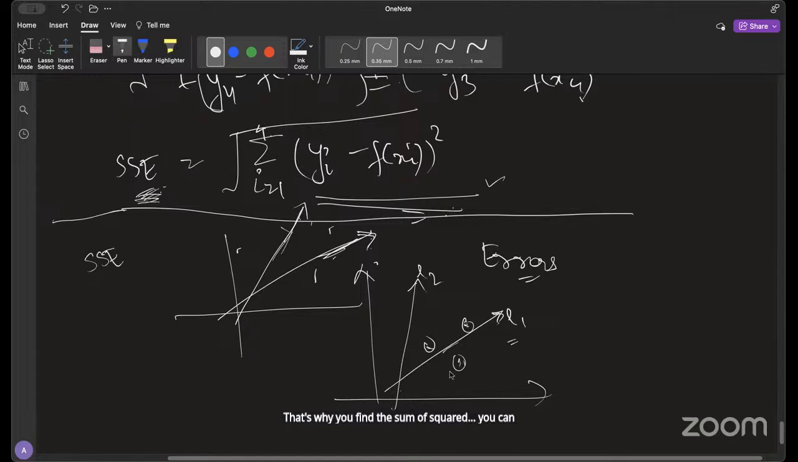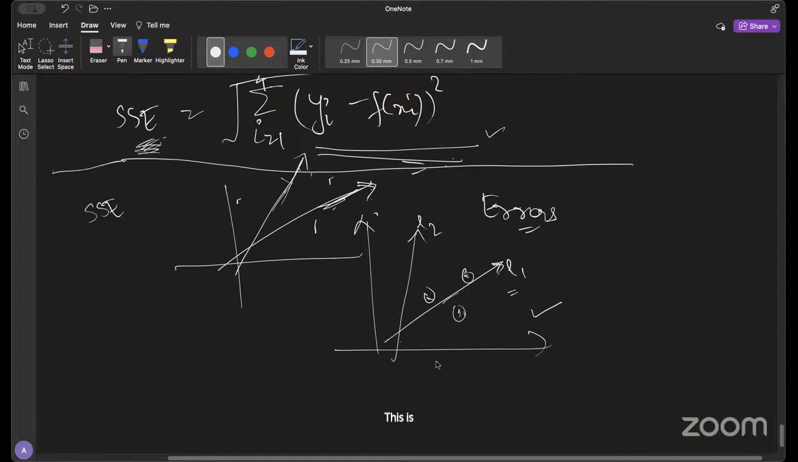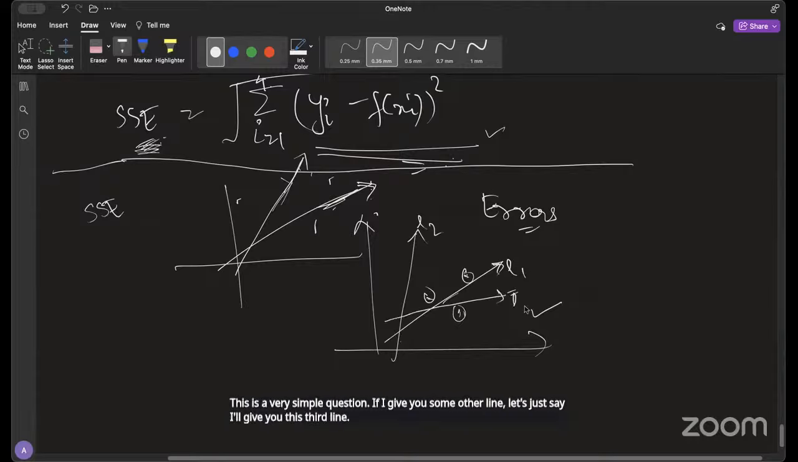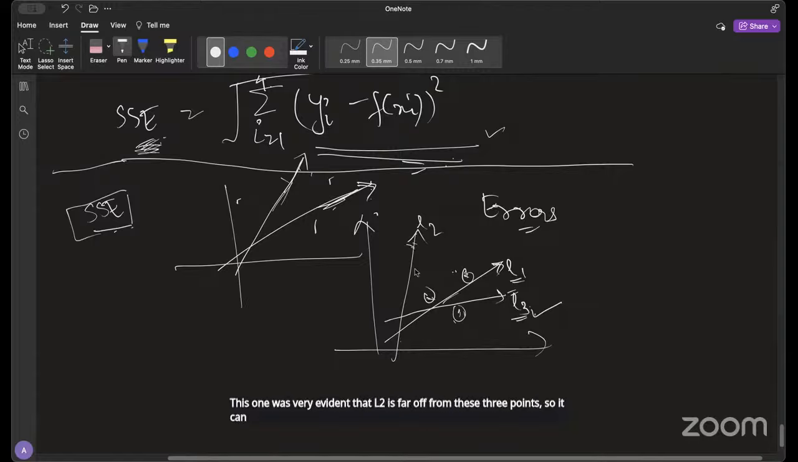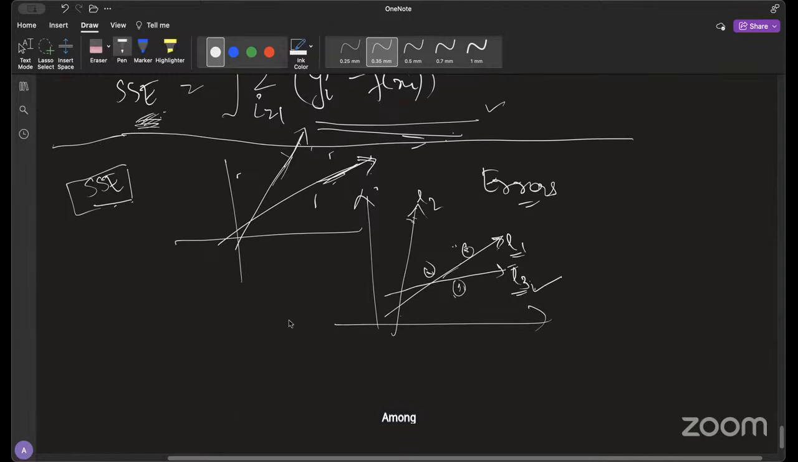This is a very simple question. If I give you some other line, let's say this third line, you won't be able to tell whether L1 or this one fits the data better. You'll have to find the sum of squared errors. You can't just say things like that; you'll have to calculate it. This one was very evident that L2 is far off from these 3 points, so it can't be a better fit among the 3.